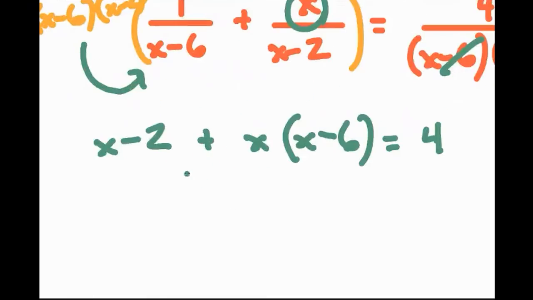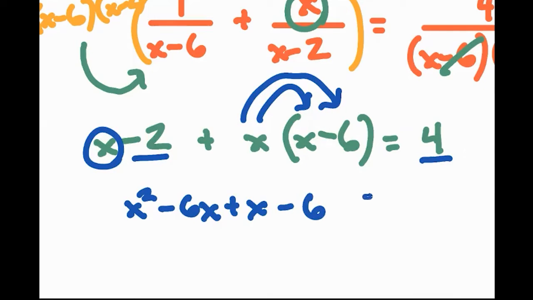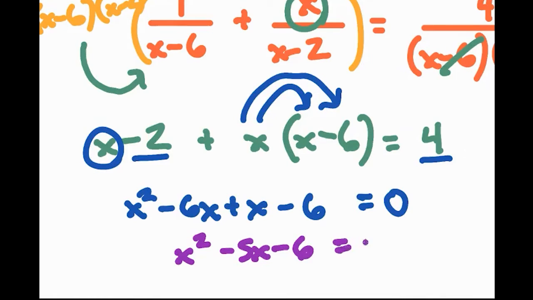And then we have what we basically covered in intermediate algebra, just a quadratic equation. So we're going to distribute this x here. So you're going to have x squared minus 6x plus this x minus 2, but you also have the minus 4 from both sides. So really this is going to be minus 6 is equal to 0. Minus 6. And then you're going to have x squared minus 5x minus 6 is equal to 0.